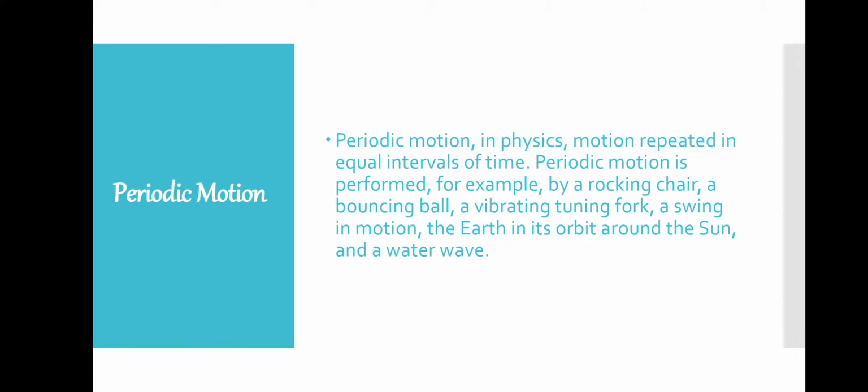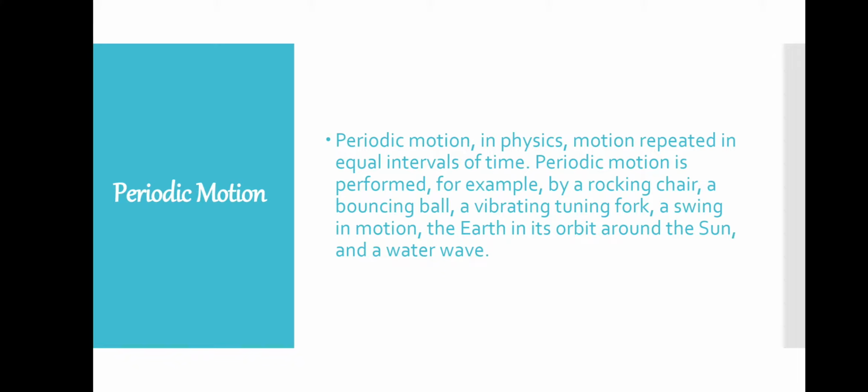Periodic motion examples are a rocking chair, a bouncing ball, a vibrating tuning fork, a swing in motion, and even the Earth in its orbit around the Sun, which is considered periodic because it takes a specific time to make a full cycle and then keeps on repeating. A water wave is also considered periodic motion. If these objects aren't acted upon by friction or air resistance, they would keep moving forever. That's why it's periodic: it doesn't stop, it keeps on moving.